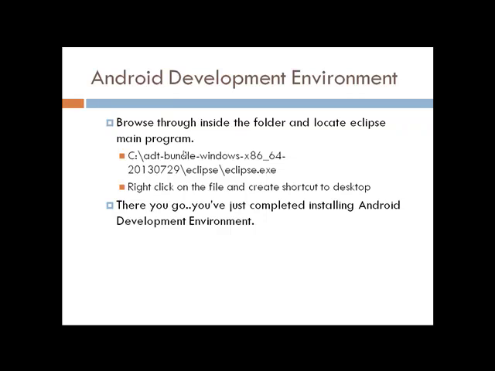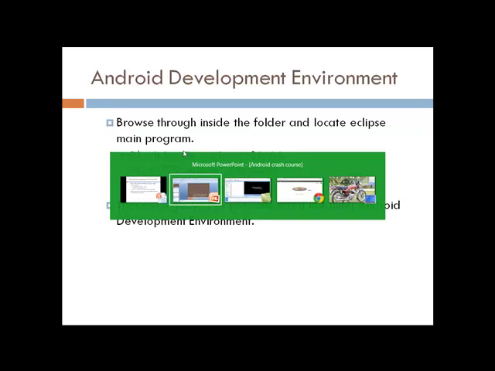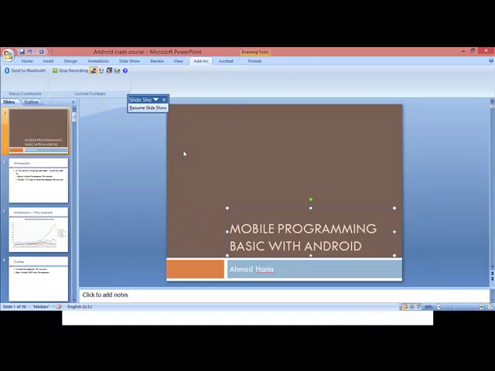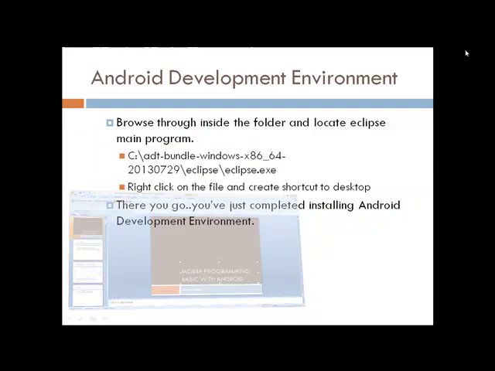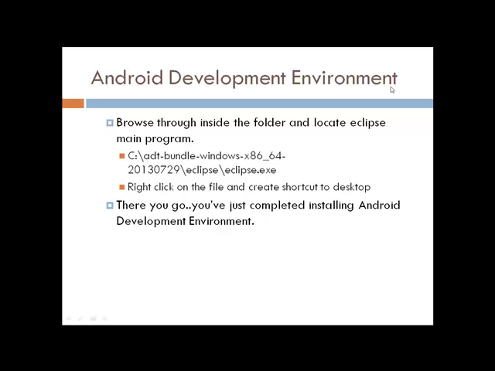minimal installation. You don't have to perform any configuration at all because everything has been configured for you. All you need to do is install the JDK and unzip the all-in-one bundle to your directory, to the drive C. Alright, so you should get something like this.